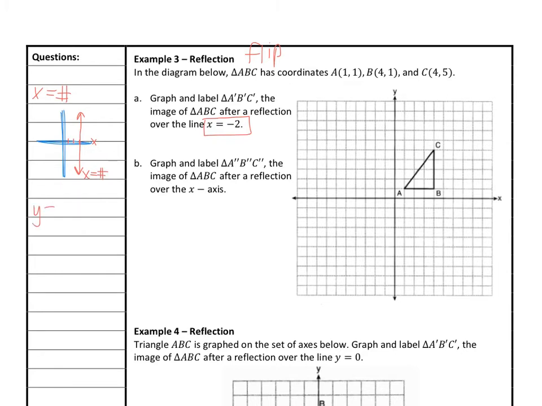If we have a y equals a number, you have your xy axes, and you go on the y-axis to whatever number. So say maybe it's y equals negative 3, so I go down 3 and then draw the line. So in part A, where it says x equals negative 2, go to the x-axis, find negative 2, and then draw the line straight up and down.